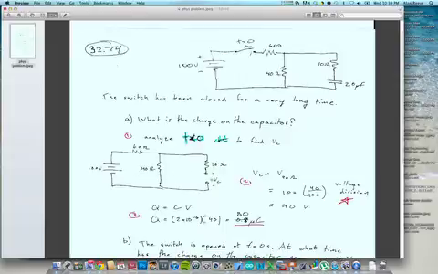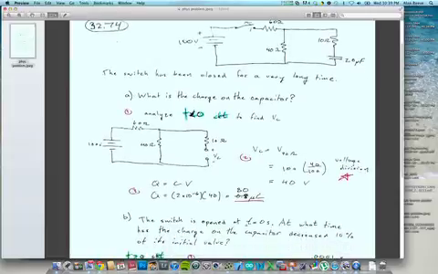And so in order to find the charge, we need to find the voltage across the capacitor, and the voltage across the capacitor is the same as the voltage across this resistor. So using voltage division, we figure out that the voltage across the 40 ohm is 40 volts, which is the voltage across the capacitor. And using that voltage, we plug it into the Q equals CV equation, and we know the capacitance, so we can find the charge that way, and it comes out to be 80 microcoulombs.